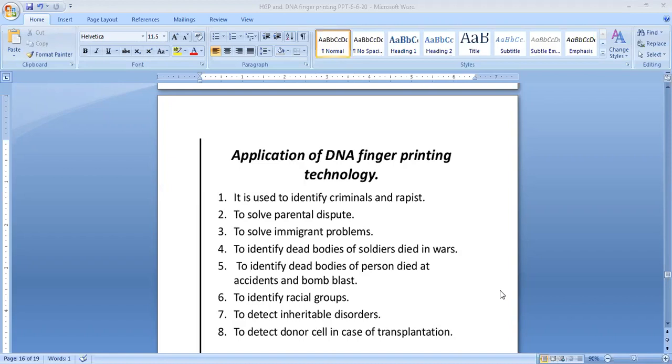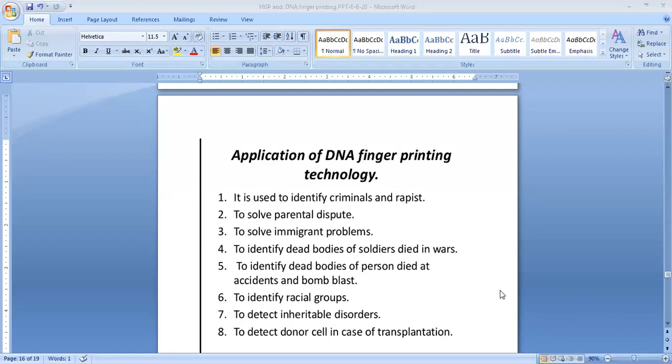So in all these fields, DNA fingerprinting technology is very applicable. We are using all this DNA fingerprinting technology, so it is very useful in our day-to-day life. So these are the applications of DNA fingerprinting.